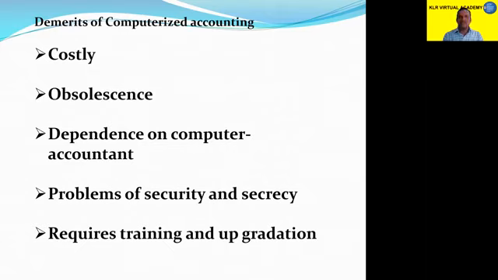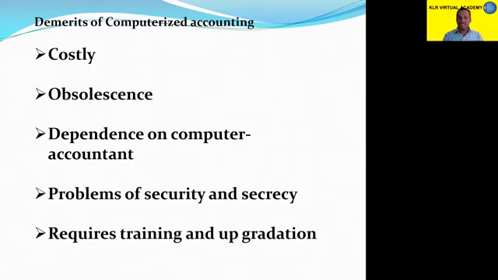Next one, dependence on the computerized accountant. The same problem prevailed in manual accounting, dependence on a few people. Here also, but this can be redeemed by training substitute people. Don't depend on a few people for data entry and data processing. You are supposed to maintain substitute people by ongoing training. By providing on-the-job training, you will overcome this problem.